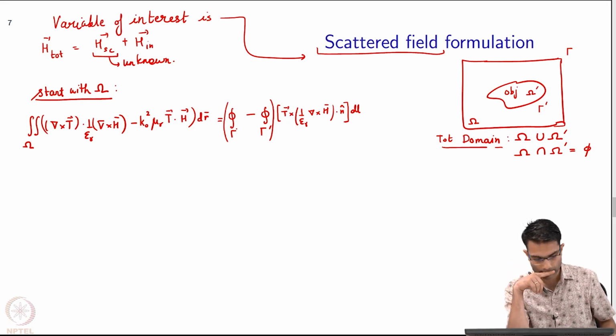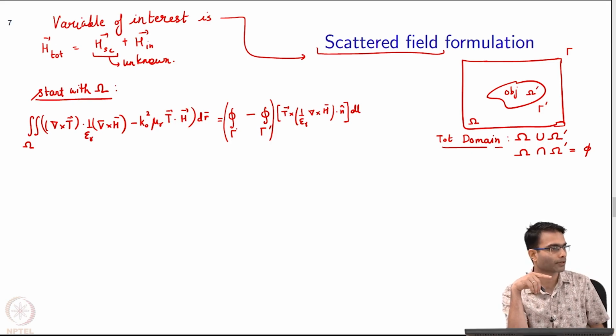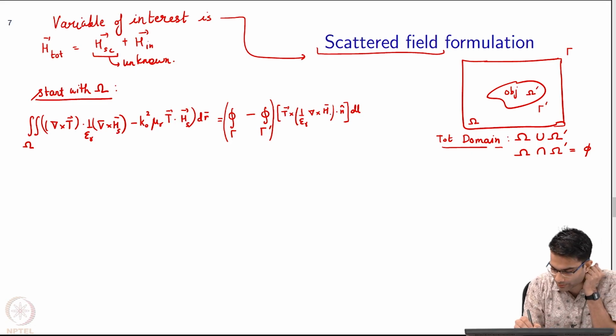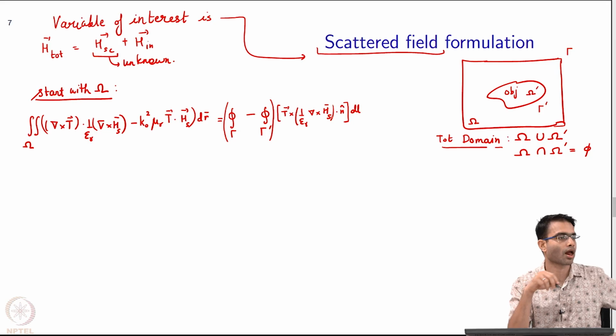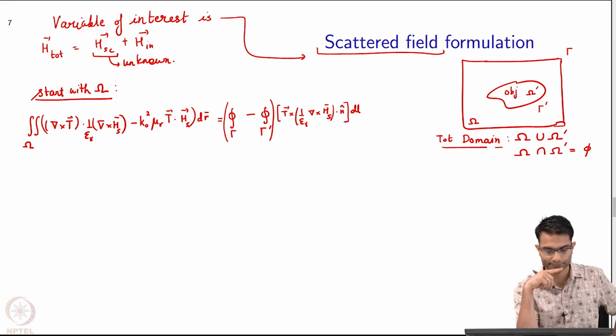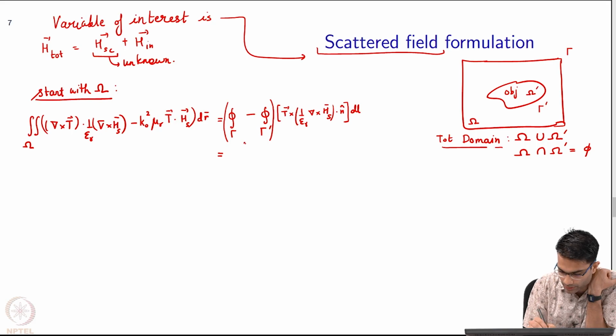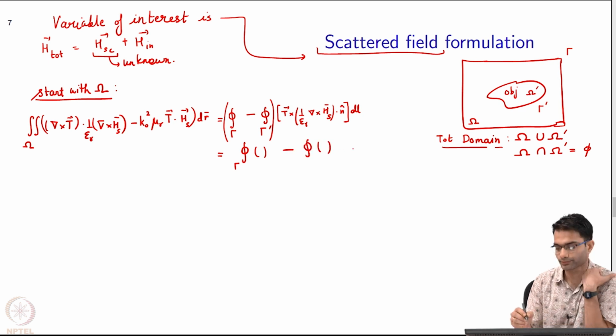Alright. Now, I have chosen the variable of interest to be the scattered field, right. So, I should make one clarification here. Wherever I write H, I actually mean H_S, the scattered field, right. So, just to be even more explicit, this is what I mean.